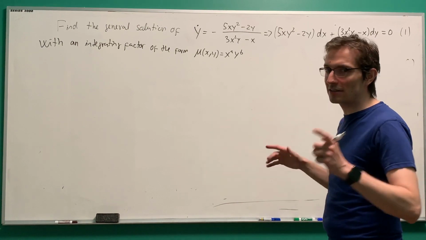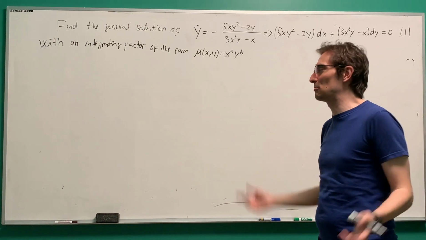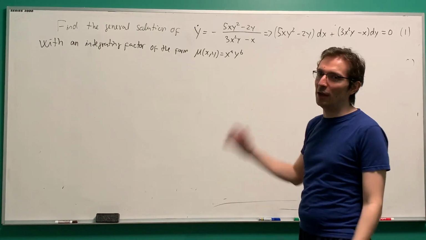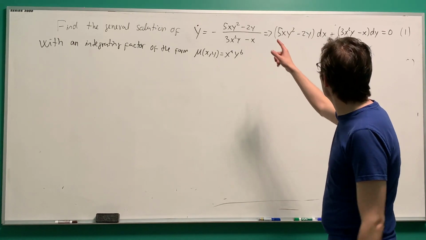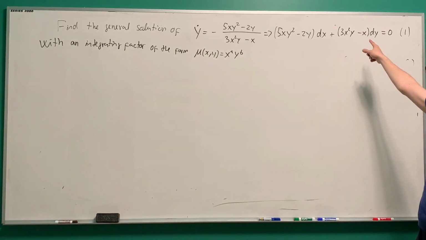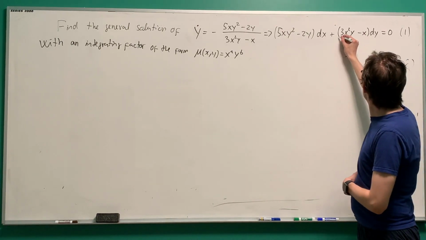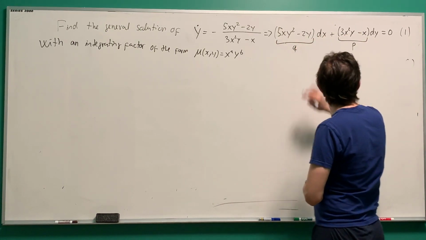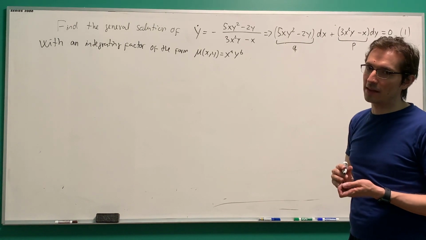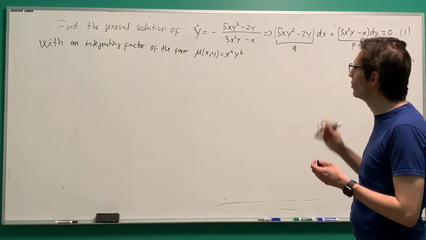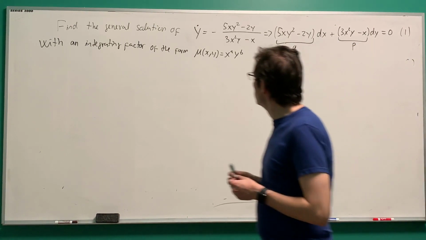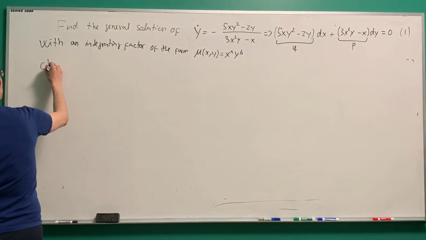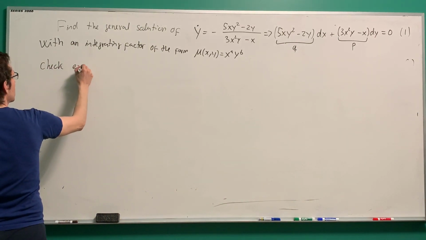All right. First, let's check if it's really exact. Maybe I'm just trying to con you. It was exact all along. Let's see. If you write it as an explicit differential form equal to 0, we get that. This is what we call P. This is what we call Q. P is usually the one that goes with the dependent variable, and Q the independent variable. So let's check exactness.